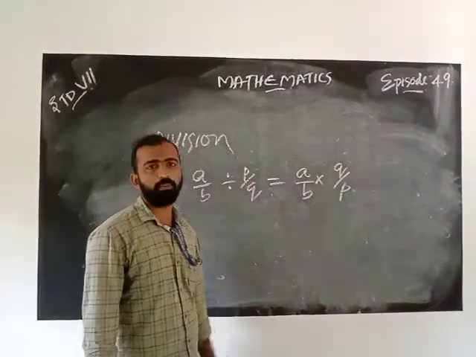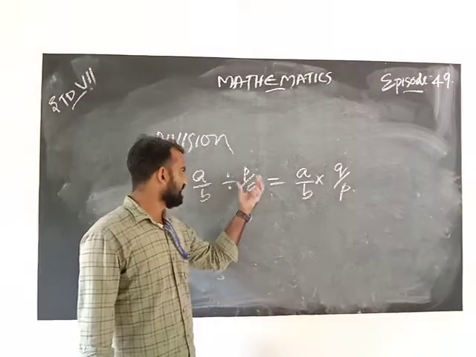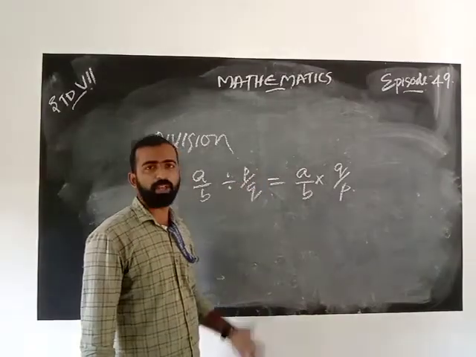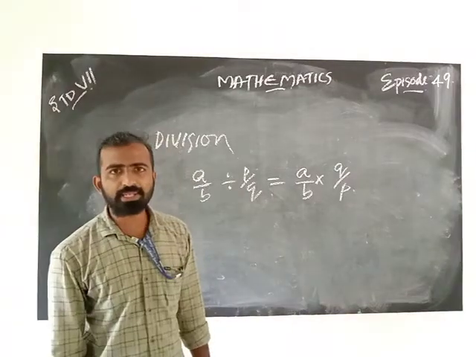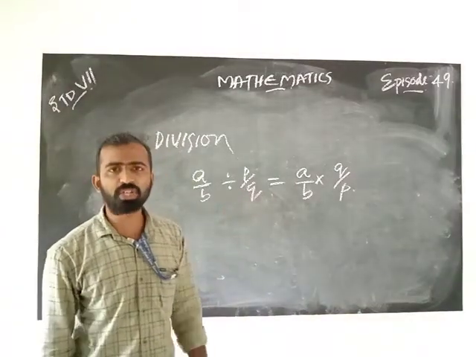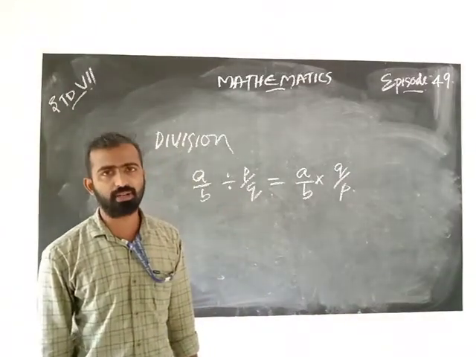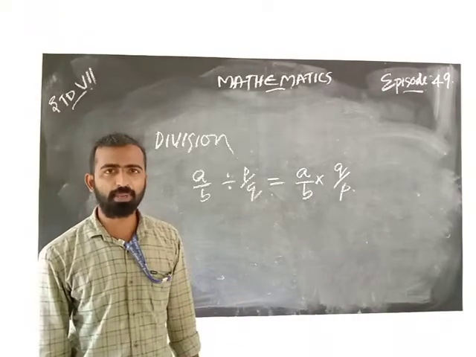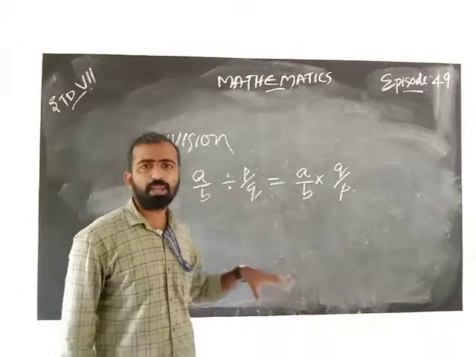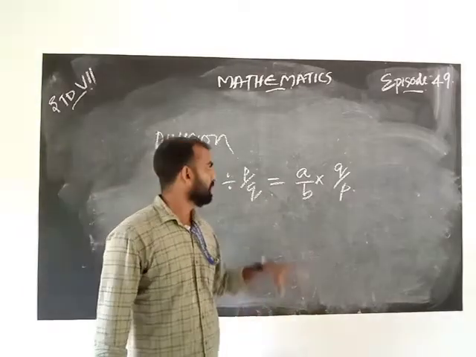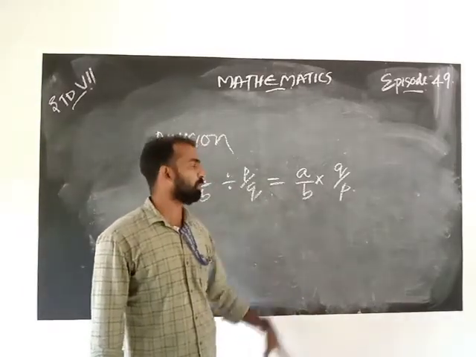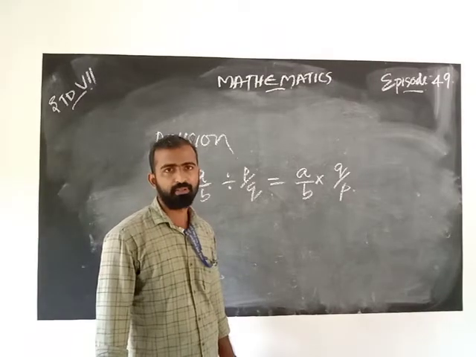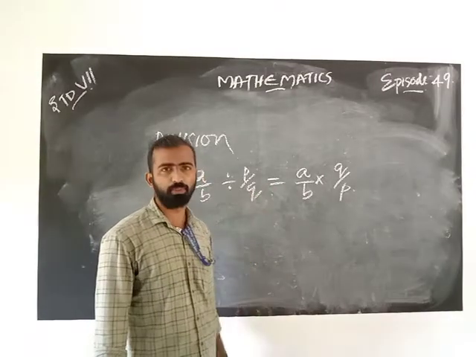We know the process of multiplication. We take the reciprocal of p by q. Reciprocal means we interchange the position of numerator and denominator. That is, a by b divided by p by q is a by b into q by p.